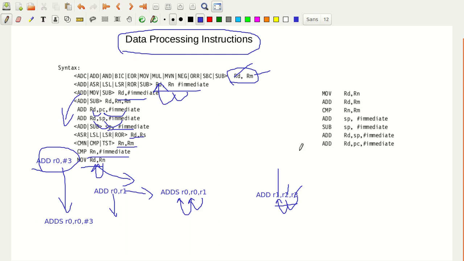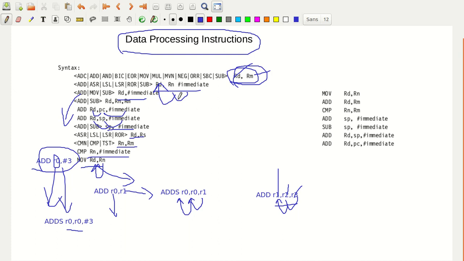There is no difference. Only thing is that we can have two fields. Only the destination register is replicated here. Bear in mind, the destination register is replicated, but the RM is not replicated. Even for this example, R0 hash 3, the 3 is not replicated. This destination register, R0, is replicated. So that is what you have here.